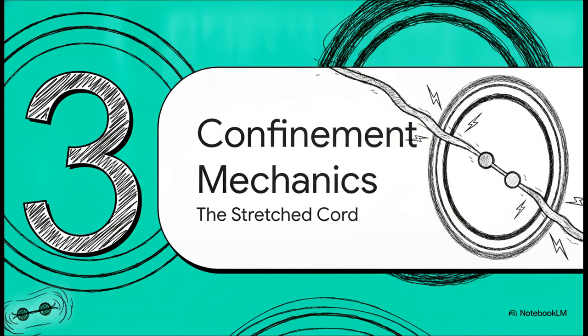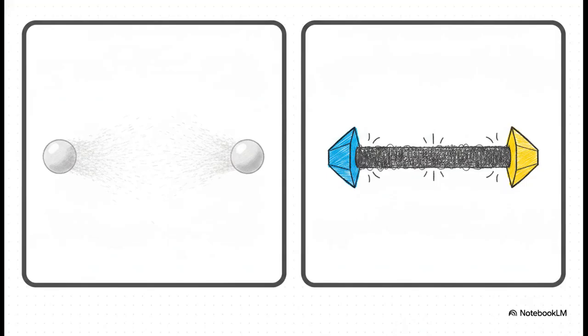Section 3, the mechanics of confinement, the stretched cord. Okay, but what if we try to break the rules? What if we build a massive particle accelerator, pump in unbelievable amounts of energy, and try to rip two quarks apart? Well, let's compare the fields. With an electric field, pulling charged particles apart makes the field spread out smoothly and fade, kind of like a mist dissipating. But the strong field?